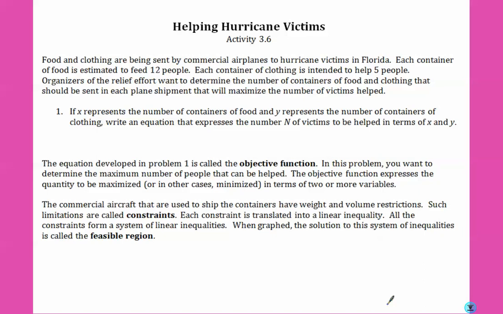If X represents the number of food containers and Y represents the number of containers of clothing, write an equation that expresses the number of victims that can be helped in terms of X and Y. So what would N equal? So X is food. How many people does a food container help? 12. So it would be 12X plus how many people does a clothing container help? 5. So plus 5Y.